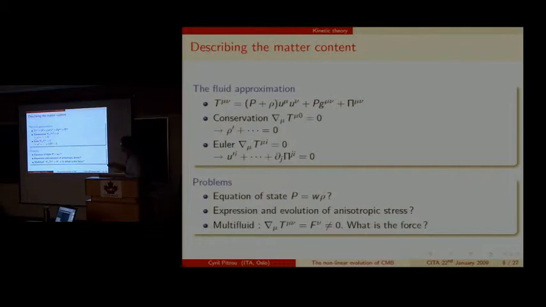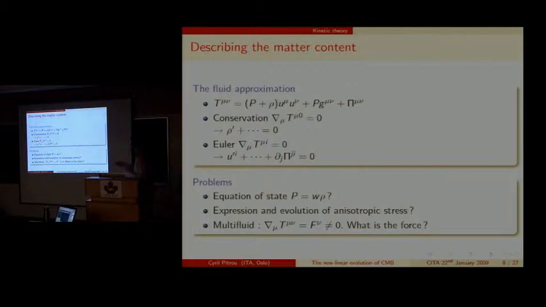In the conservation equation, you have the evolution of the energy density as a function of the velocity. From the Euler equation, you get the evolution of velocity as a function of the anisotropic stress, but then you have nothing to tell you what's the evolution of the anisotropic stress. So that's one of the limits of the fluid description. What's the expression and what's the evolution of the anisotropic stress?